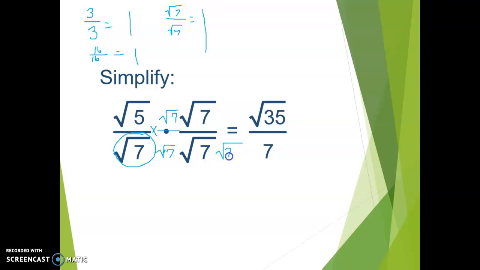So it really looks like this under the radical, and then we see there's a 7 here that comes out, using our prime factorization method. So that's why we have only a 7 left. Now, is this as simple as it can be? Think about 35 and its prime factors. Its prime factors are 5 and 7. So we really can't simplify that.